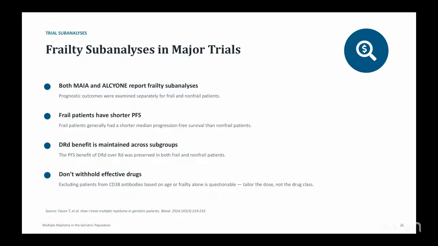Now, this leads us to a very important clinical message, which is even if the patient is frail, yes, you should consider how to treat the patient the best way, but you should not withhold the effective drugs simply because they are older or frail. Instead, as I said a couple of slides ago, a multidisciplinary team should consider modifying the dose, schedule, or supportive care according to available guidelines and evidence-based medicine so that the patient can have the best treatment they can tolerate and get.